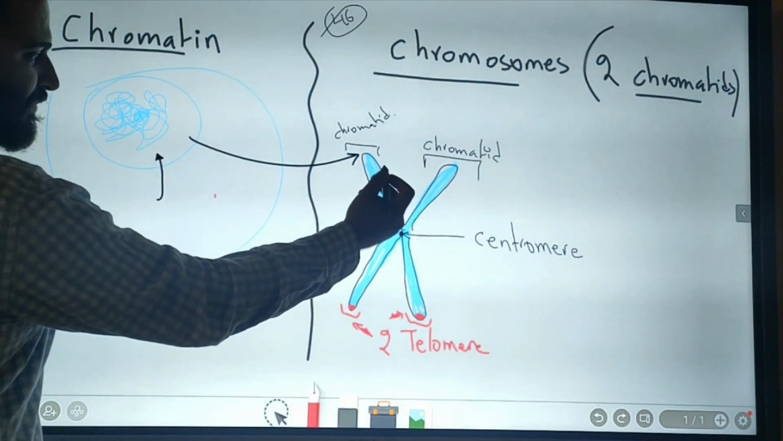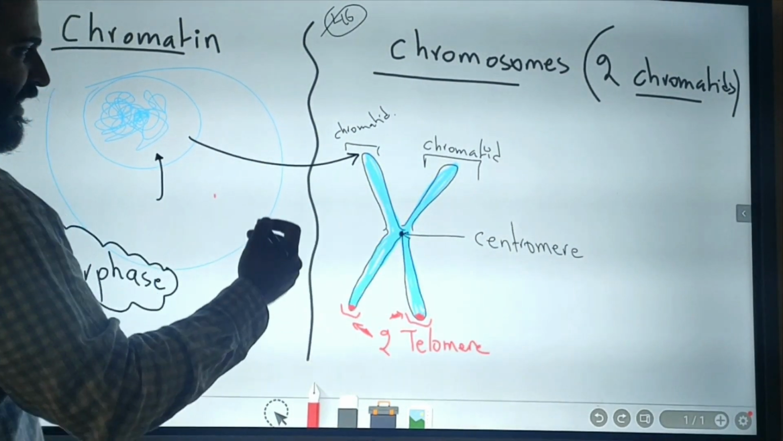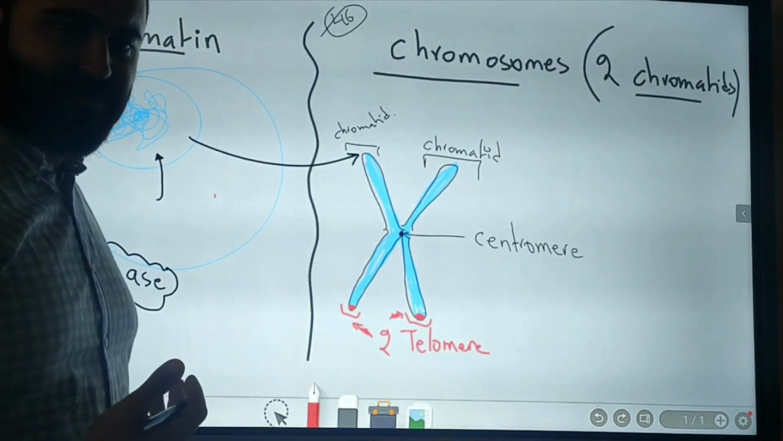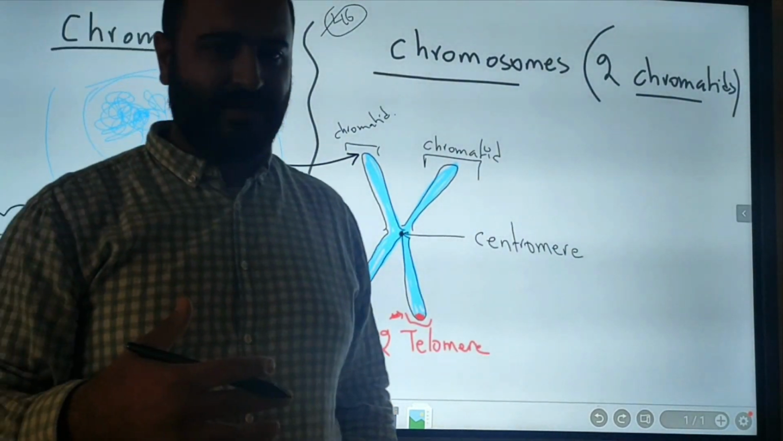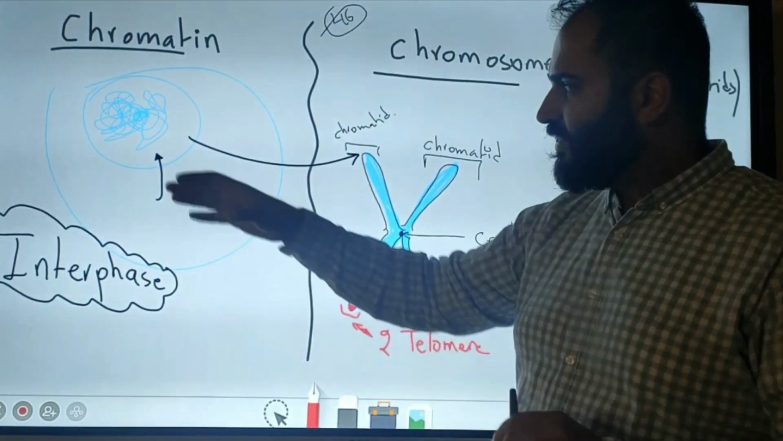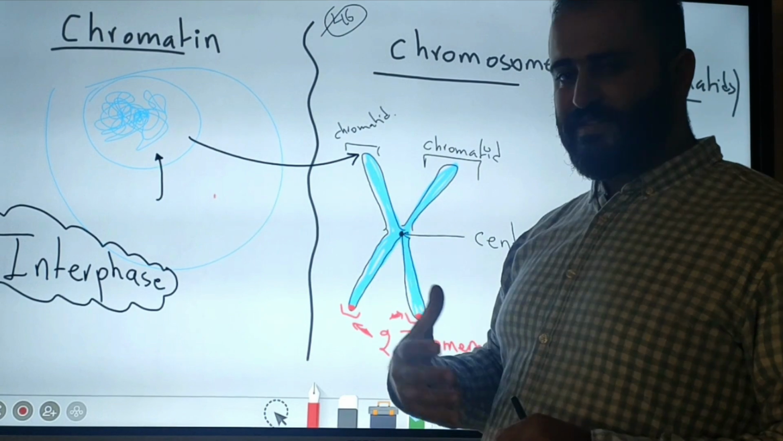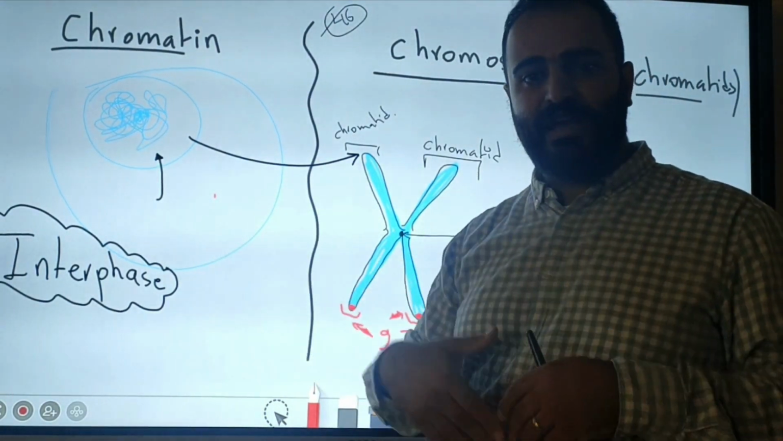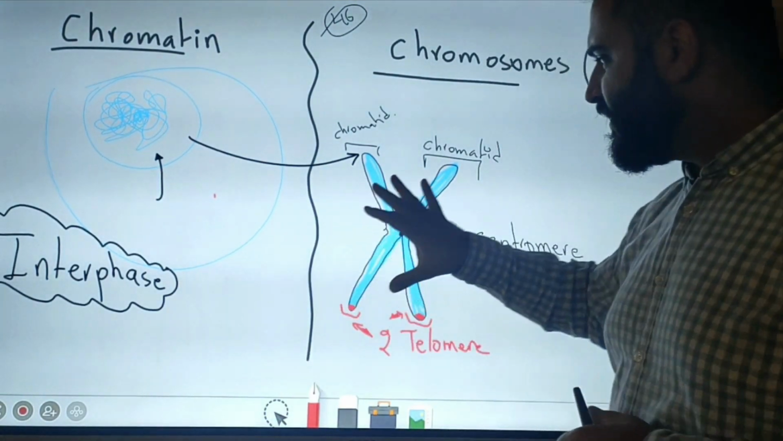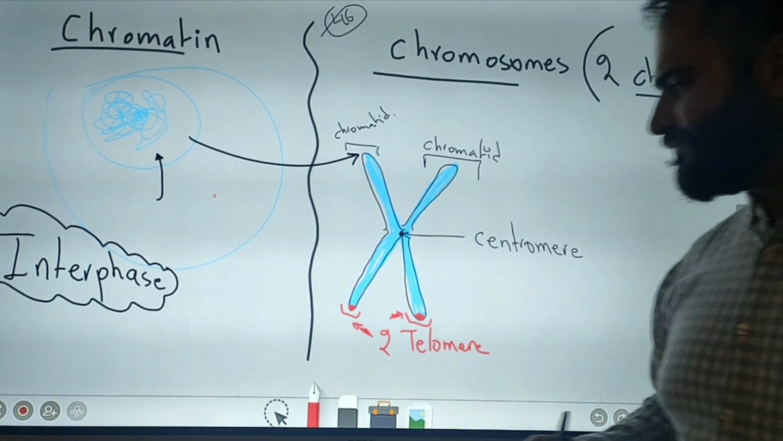When this happens, this is called the condensation of DNA. This happens when the cells want to divide. Because when the cell divides, it cannot split the DNA if it is randomized like that. So the only way cells can split the DNA after copying it in interphase is to form the chromosome structure. Okay?